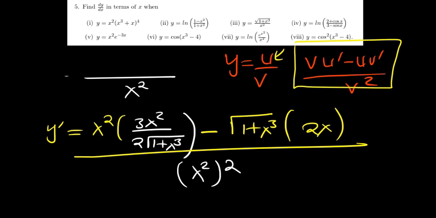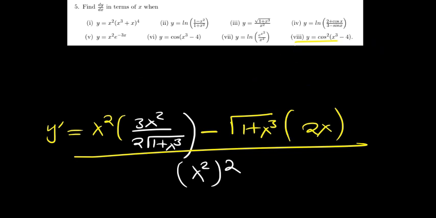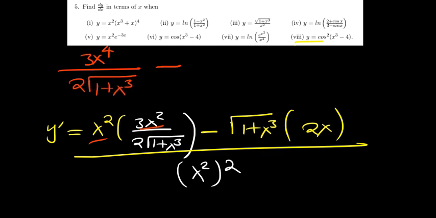I think at this point all we are remaining with is the idea of simplifying whatever we have. Can we simplify it beyond this point? That's the question. So this times that is going to be 3x to the power 4, over 2 root of 1 plus x to the power 3, right? And then minus the other part.